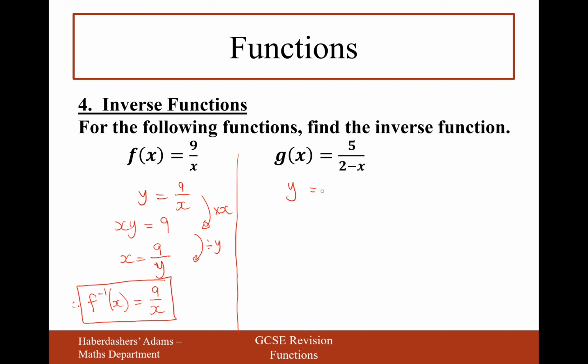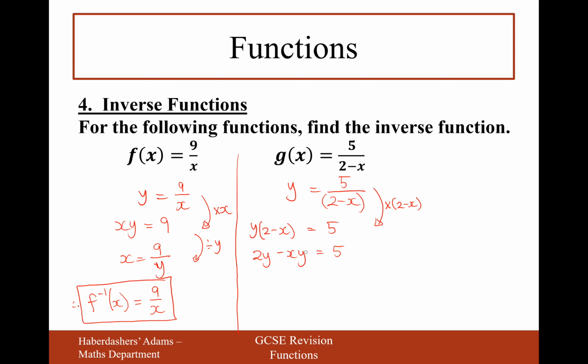Let's try it out. y equals 5 over 2 minus x. So what we're going to do here is group together this 2 minus x and then multiply it onto the other side. So multiply by 2 minus x, so it's going to be y multiplied by 2 minus x in a pair of brackets. The next thing we'll do is we'll expand those brackets.